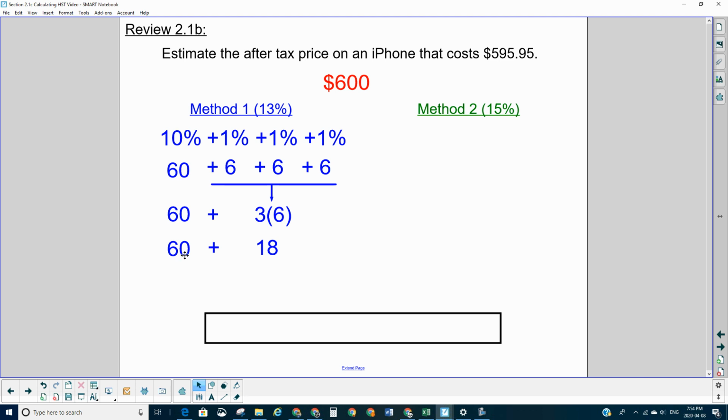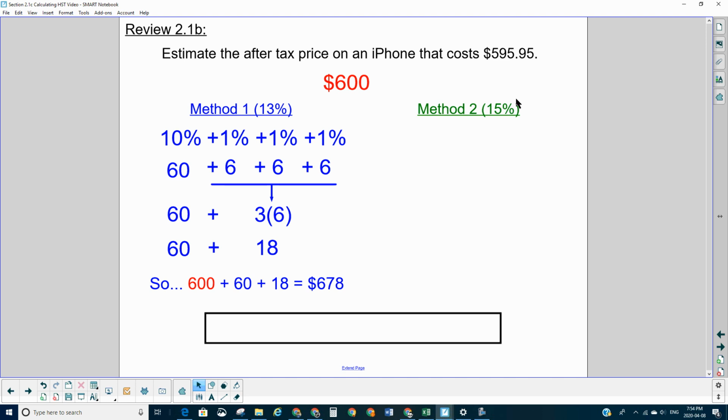And then, of course, we already had the $60 from the 10%. So if we were to actually calculate the after-tax price on this estimate, it would be 600 plus the 60, which is 660, plus another 18, which would be $678. And that would be our estimate of what the after-tax price would be on this iPhone.